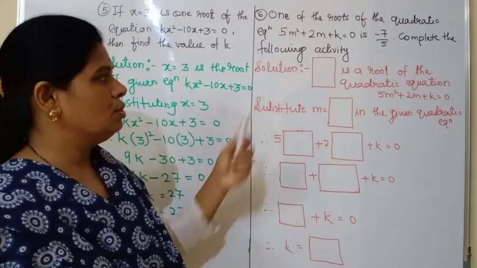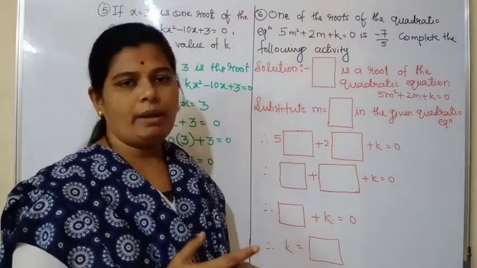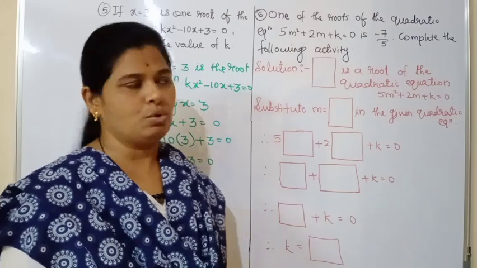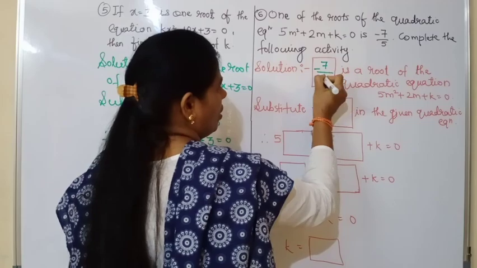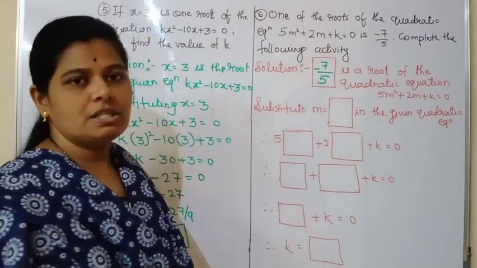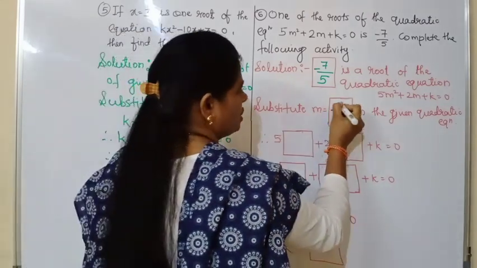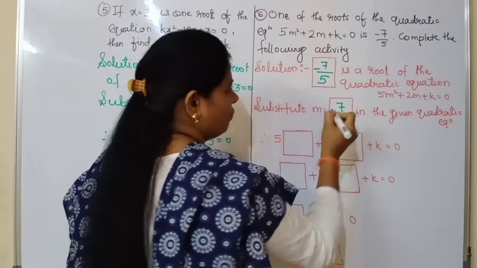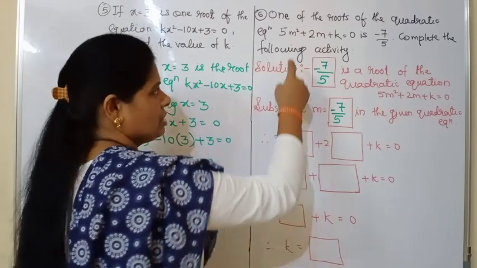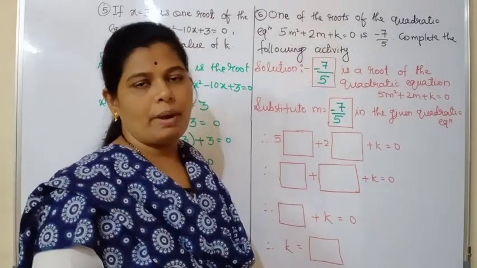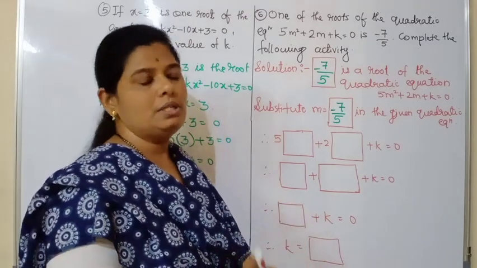Okay. So now solution, box is given. It is the root of the quadratic equation 5m square plus 2m plus k equal to 0. So which is the root given in the question? That is minus 7 upon 5. Okay, minus 7 upon 5, it is a root. Now what we have to do? We have to substitute m is equal to minus 7 upon 5 in the given quadratic equation. Okay, so now what is the quadratic equation? That is 5m square plus 2m plus k equal to 0. Now we will substitute the value of m in this equation.